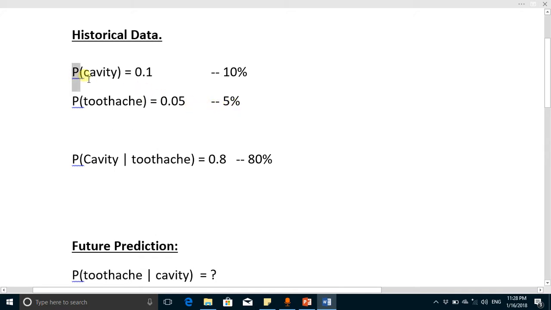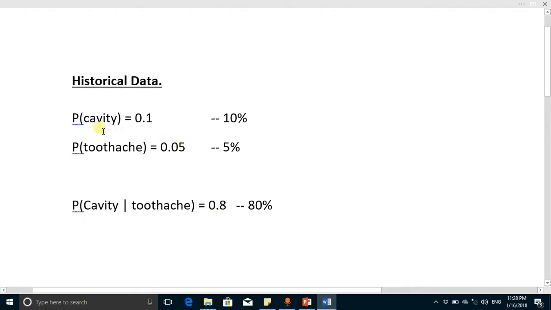The probability of cavity on average in a person is 0.1. It means nearly 10% of people have cavity in their teeth, and the probability of toothache is 0.05, which means on average 5% of people have toothache in their teeth. And this is the probability of cavity given toothache. It means if a person has toothache, there is an 80% chance he will also have cavity. So the probability of cavity given toothache is 0.8.